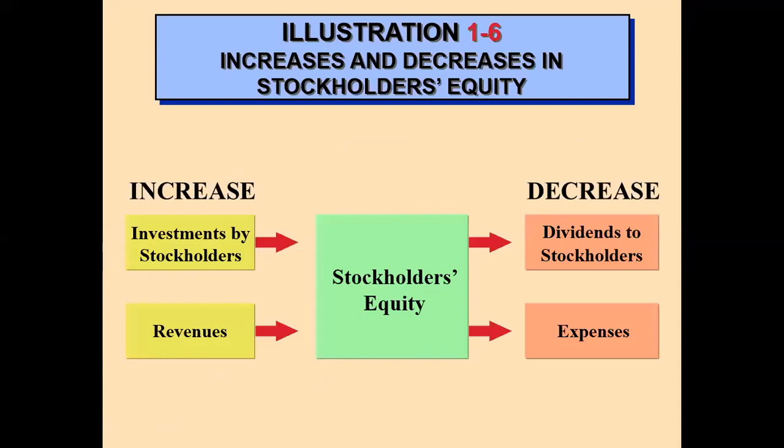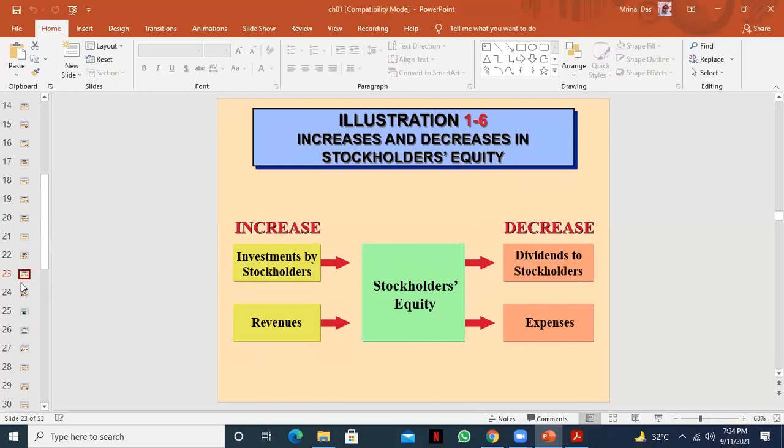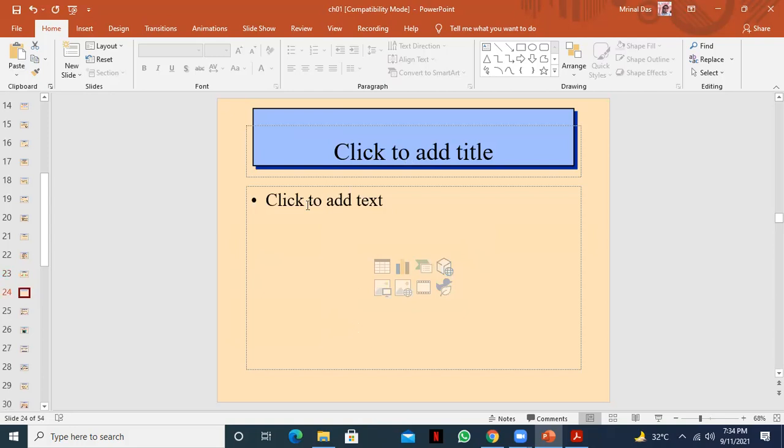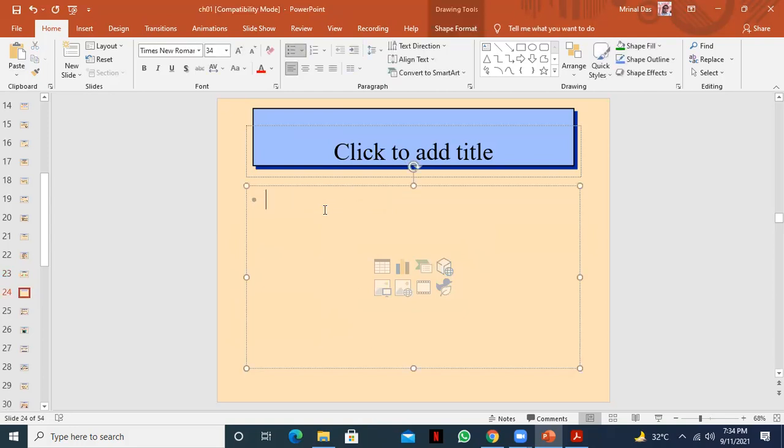Okay, so in the stockholder equity, these are the things. Capital will increase the stockholder equity, revenue will increase the stockholder equity, and on the other hand, dividend or drawings will decrease the stockholder equity and expenses will decrease the stockholder equity. So let me write, so see, here we find that we can rewrite our accounting equation.